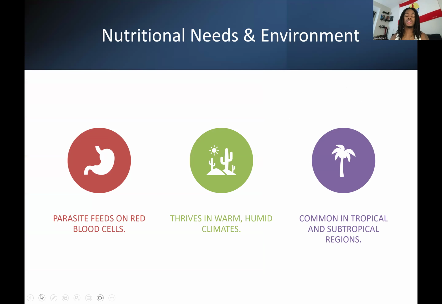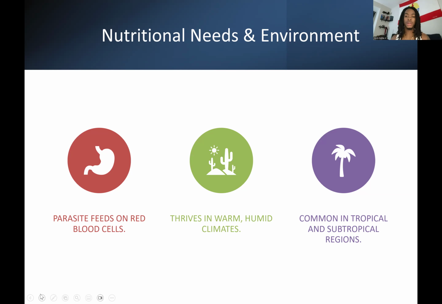Okay, so nutritional needs and optimal environment. This parasite relies on nutrients from the human blood cells, which is why it's a parasite. It needs a host to survive, that host being human blood cells, red blood cells specifically, being as it lives in the bloodstream. It thrives in warm, humid environments that allow these mosquitoes to breed easily.